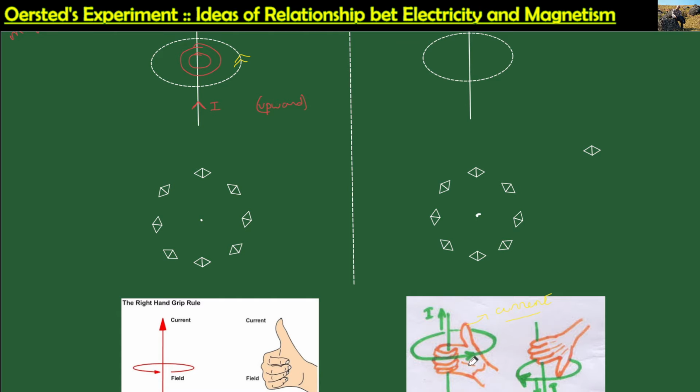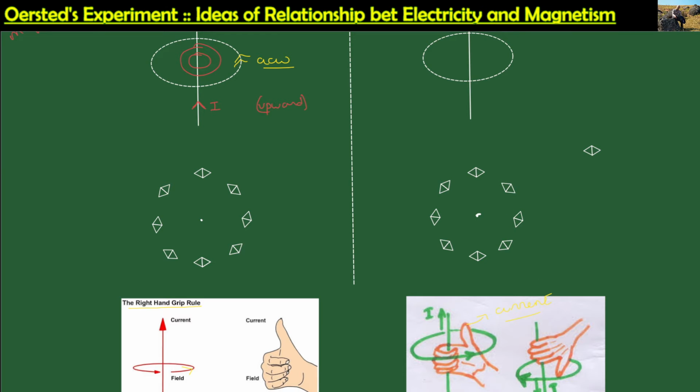Like in this case, if the current is moving in the upward direction, this will be the direction of your magnetic field. So the direction of the magnetic field in this case will be in the anti-clockwise direction, by using the right hand grip rule.